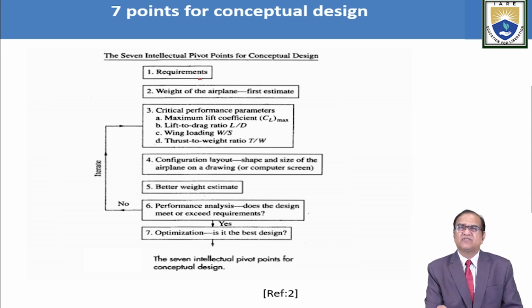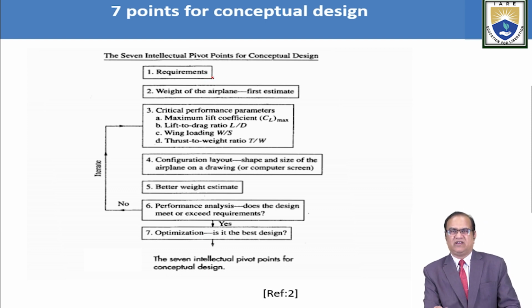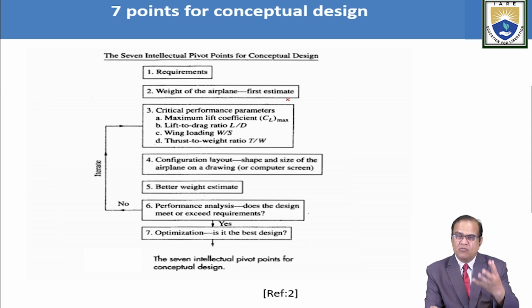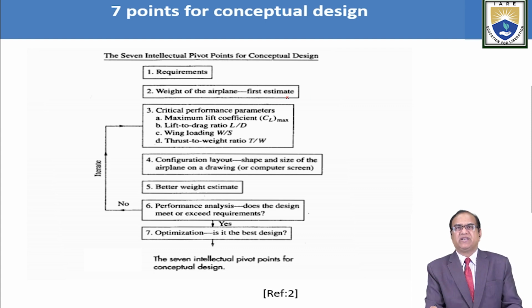So in this, first we have to see the requirement of the aircraft, what the customer wants, which type of aircraft we have to make. Then we have to see the weight of the airplane. First estimate, we have to calculate how much will be the wing, how much will be the fuselage, how much will be the tail, how much will be the engine, all the components we have to first estimate.